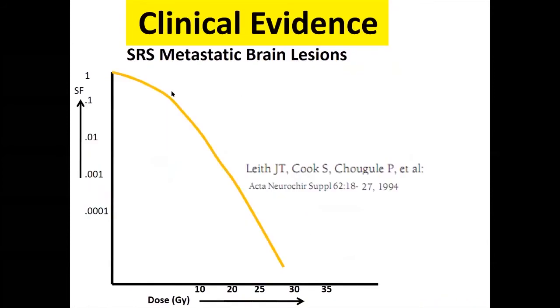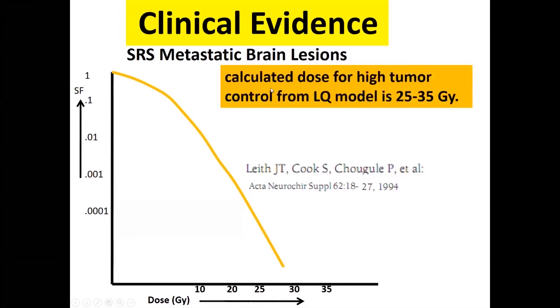Now, what are the clinical evidences? Clinical evidence comes from this article. Here, the authors treated metastatic brain lesions with single fraction SRS. And what they did, they first calculated the isoeffective SRS dose from the linear quadratic model, and it comes out to be 25 to 35 gray.